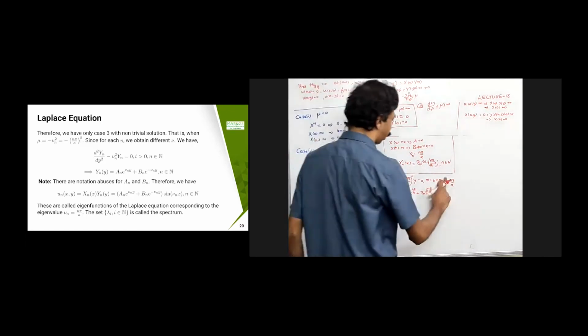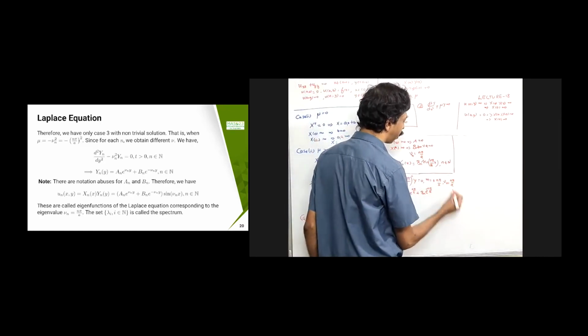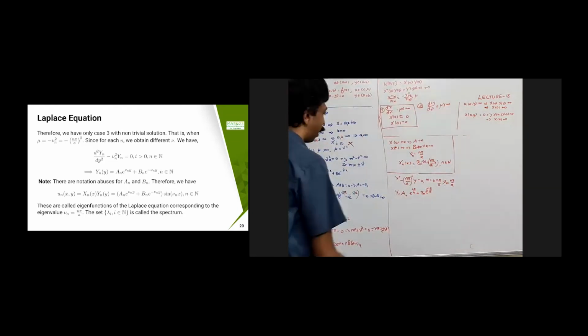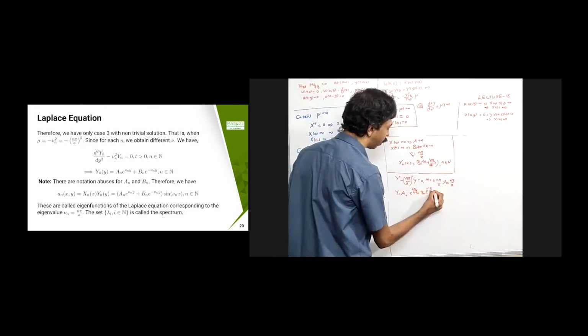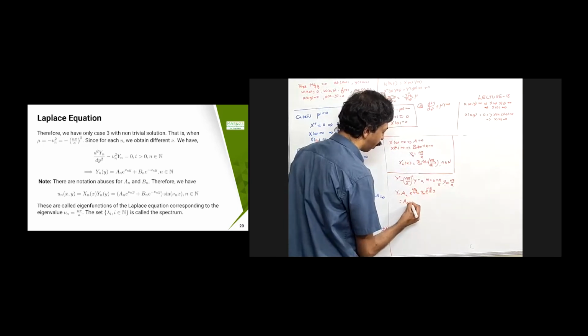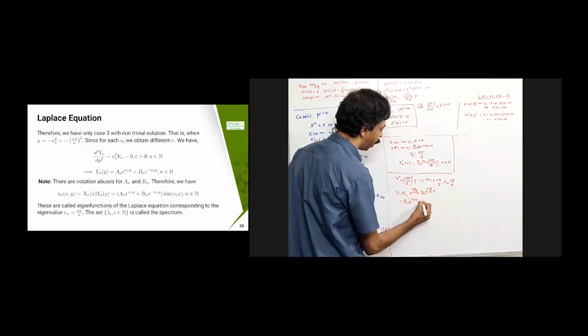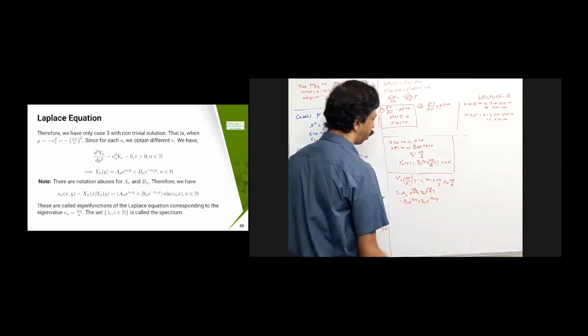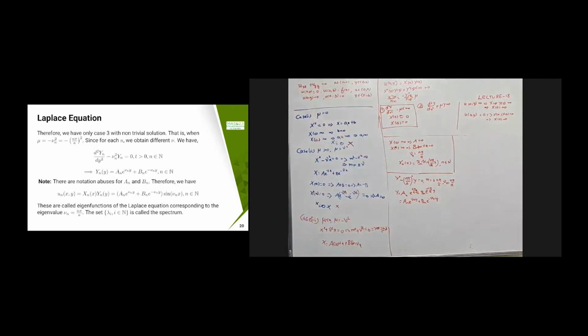Here no cn is going to come. So nu n is nothing but n pi by a, and lambda n and nu n are the same here, so I can just keep nu n itself. Therefore I can write this as a n e power nu n y plus b n e power minus nu n y, where nu n is nothing but n pi by a. That is going to be your eigenvalues.